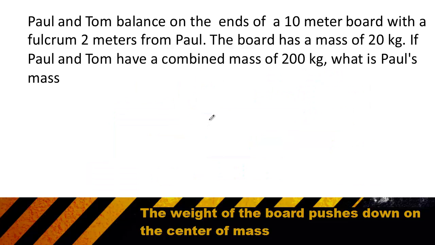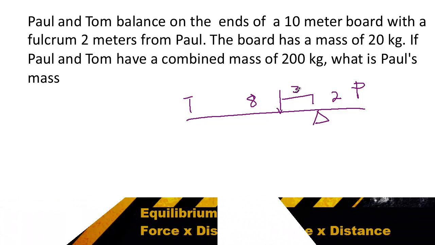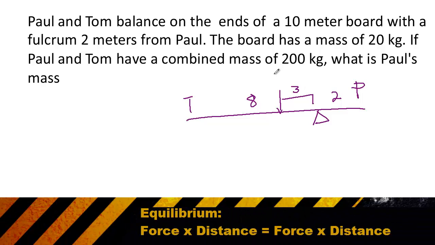Here's another problem that might seem a bit more complicated. We have a 10-meter long board with Paul and Tom on either side. Paul is 2 meters away from the fulcrum, which means Tom must be 8 meters away. The mass of the board is 20 kilograms, and we pretend that that's exerting a force exactly in the middle of the board, or in this case, right at the 5-meter mark, or another 3 meters away from the fulcrum. So we have 20 kilograms times 10 for gravity, or 200 newtons pushing down in the middle of the board.